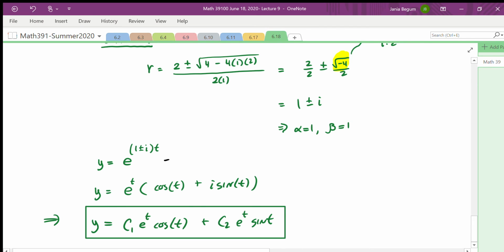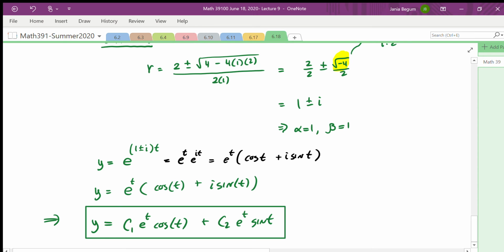I expanded this as e to the t times e to the, again, plus and minus I can ignore, it. Well, I apply Euler's identity, so that would be e to the t times cosine t plus i sine t, right? That's using Euler's identity.